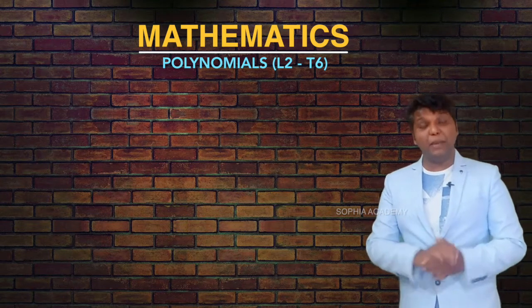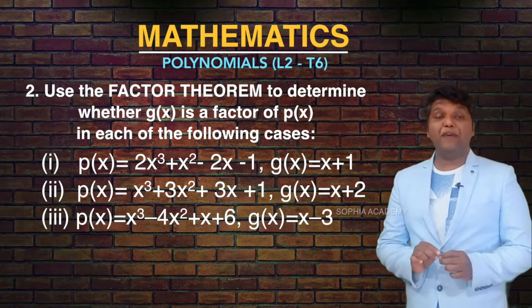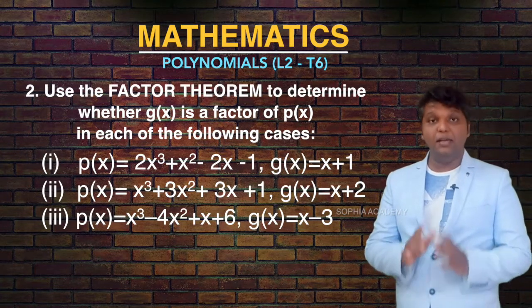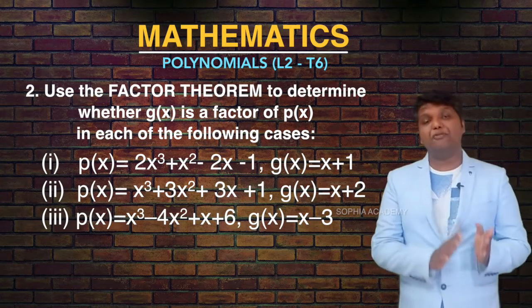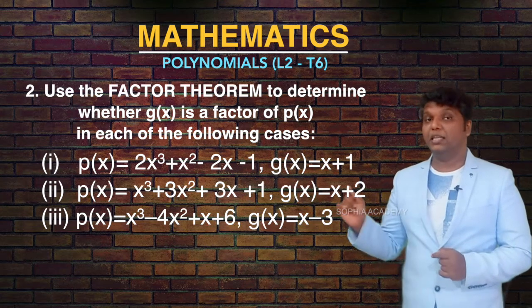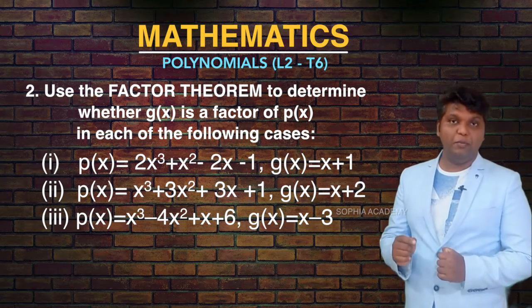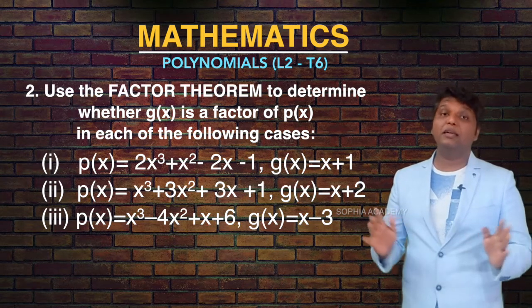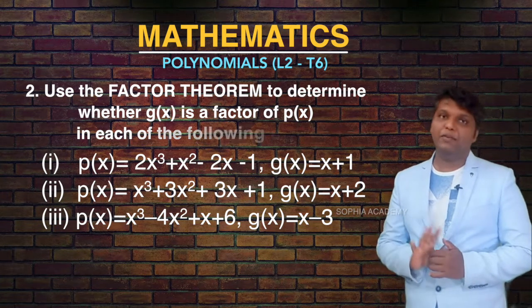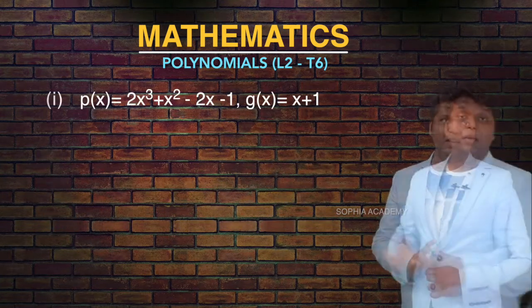So next let us go to the main question number 2. Use the factor theorem to determine whether g of x is a factor of the given p of x. Here the p of x will be given and g of x will be given, and we have to determine whether g of x is a factor of the given p of x. Question number 1. P of x is given.